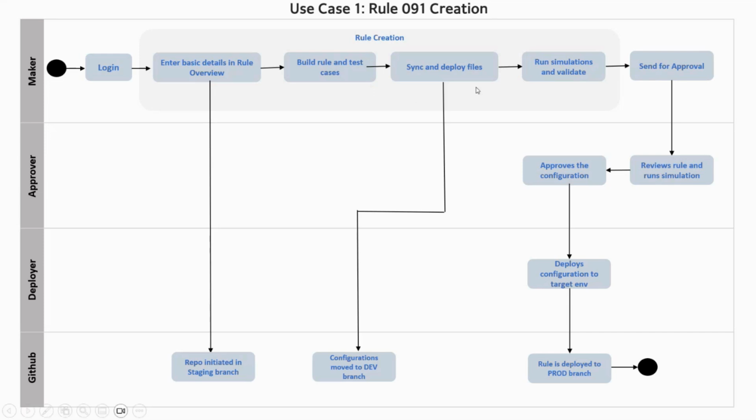This is the point where the configurations are deployed from the staging branch to the dev branch on GitHub. Now the maker can run simulations to validate the behavior. Once successful, the rule is sent for approval. At this stage, the approver reviews the rule configuration, reruns simulations if required, and ensures that the logic aligns with the regulatory expectations. If everything looks correct, the configuration is approved. The approved configuration is then deployed to the target environment using a controlled CI/CD pipeline. And in the background, GitHub branch management ensures proper version control, starting from staging to development environment, and then finally merging into the production branch.